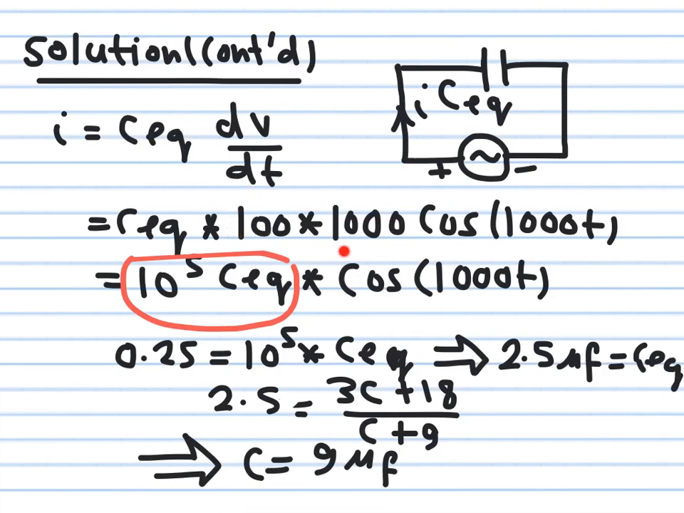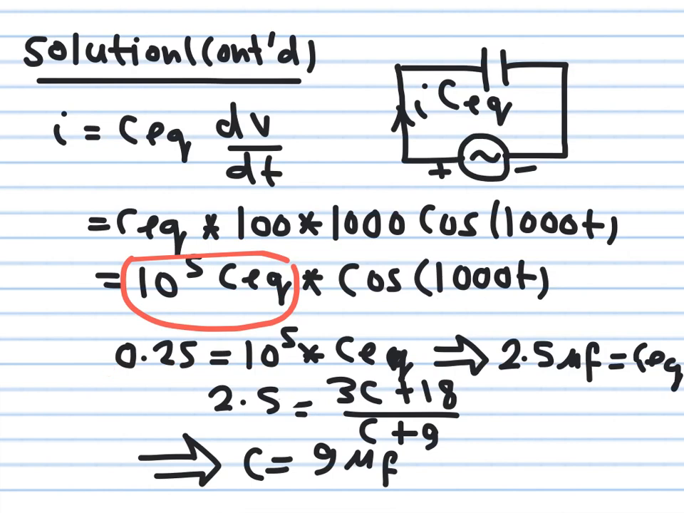So this will give you 10 to the power 5 multiplied by C equivalent cosine 1000 t. This is the amplitude of the current. So the current is a cosine waveform, and it oscillates with a peak value of 10 to the power 5 C equivalent. So what you have to do now, you have to equate this number, which is 10 to the power 5 C equivalent, to 0.25.